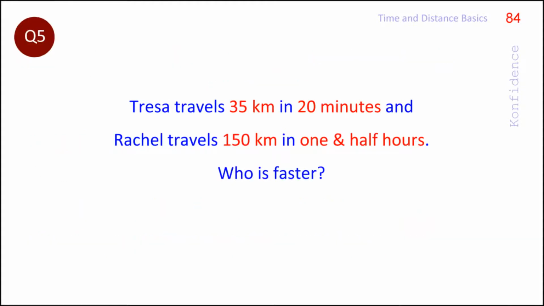Teresa travels 35 kilometers in 20 minutes and Rachel travels 150 kilometers in 1.5 hours. Who is faster?